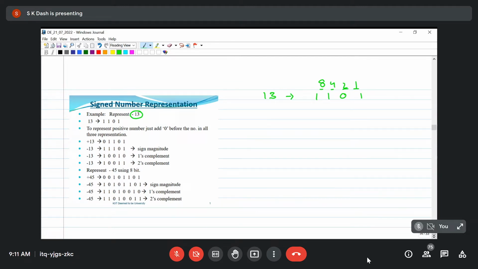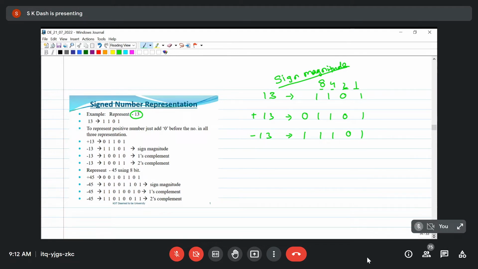Now what to do? Whatever number you want to represent, suppose plus 13 and minus 13, then what you need to do? To represent the plus number, you need to add another 0. If you want to represent minus 13, you need to add a 1. So this representation is called sign magnitude representation.